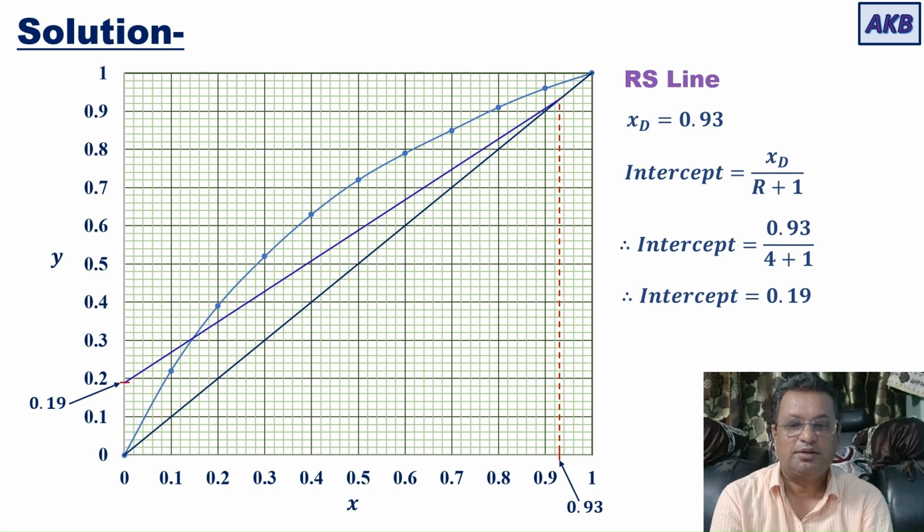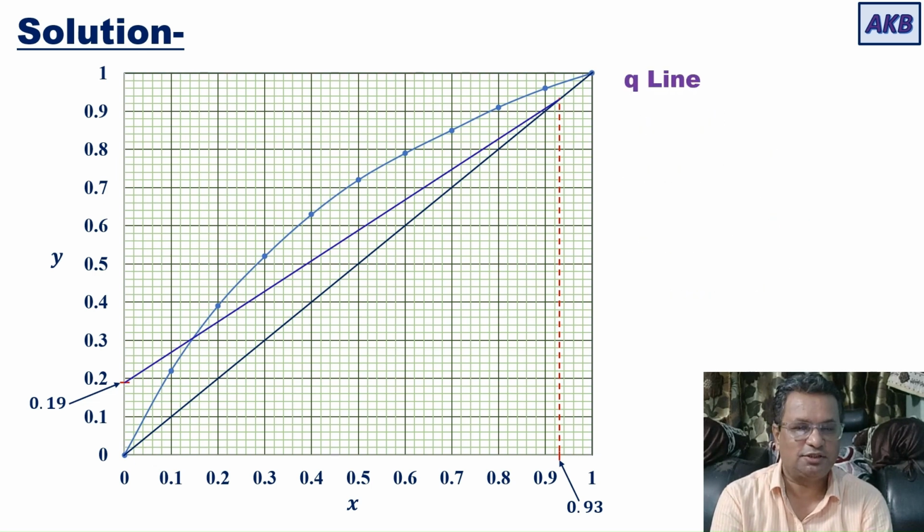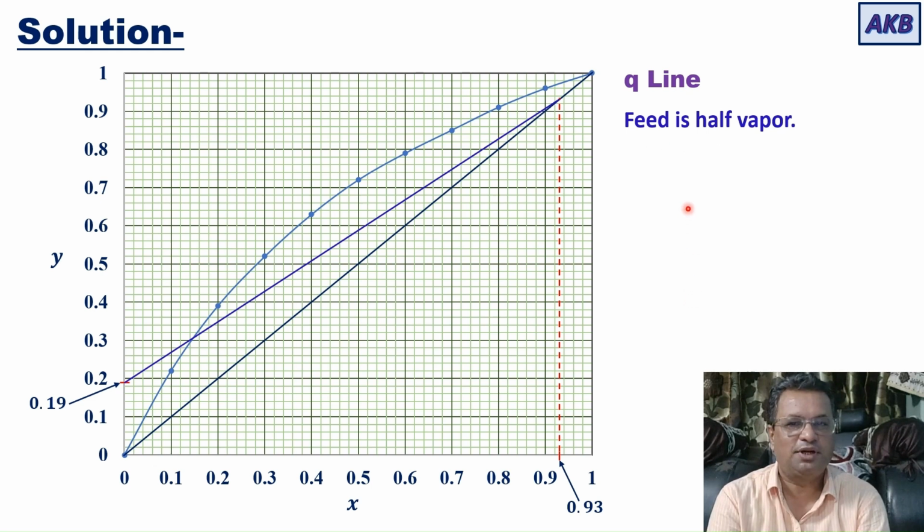Okay. Now, next we are supposed to plot the Q line or the feed line. For this, the information to be used is the nature of the feed. Feed is half vapor. As I said earlier, this being partially vaporized feed, the fraction of liquid in it will be the value of Q. So the fraction of liquid is 0.5, and that is nothing but Q. So Q is 0.5.